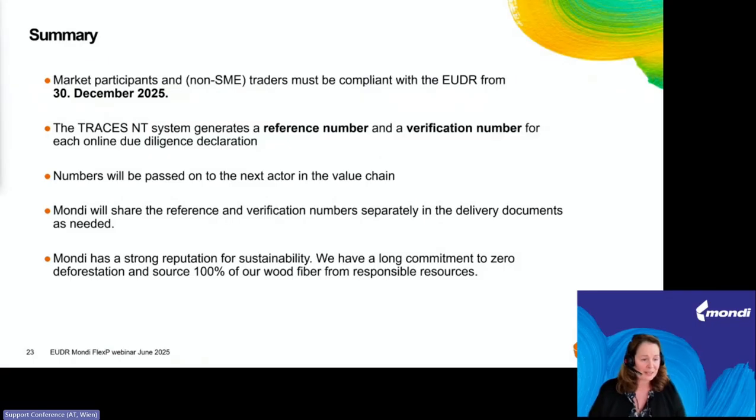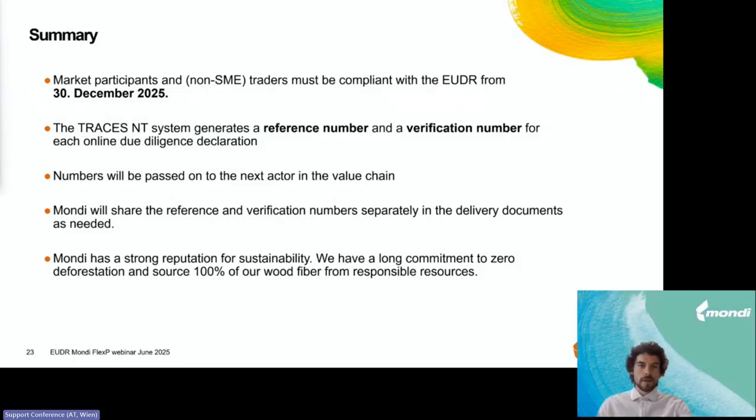So I'm going to hand back to Michiel for a summary. Yes, thank you. So to summarize this session, the key takeaways: market participants and non-SME traders must be compliant with the EUDR by the end of the year, so by the 30th of December 2025. And we as Mondi will also be compliant by this date.